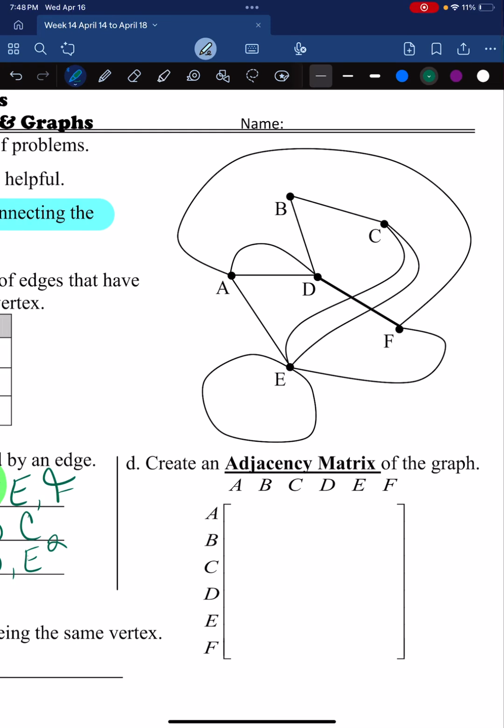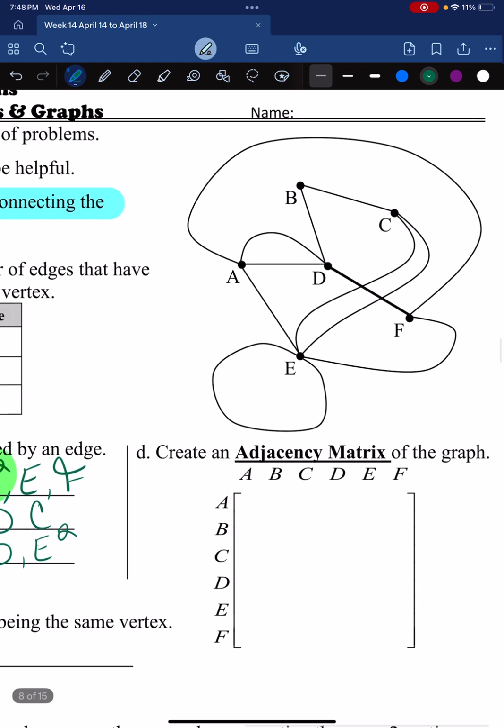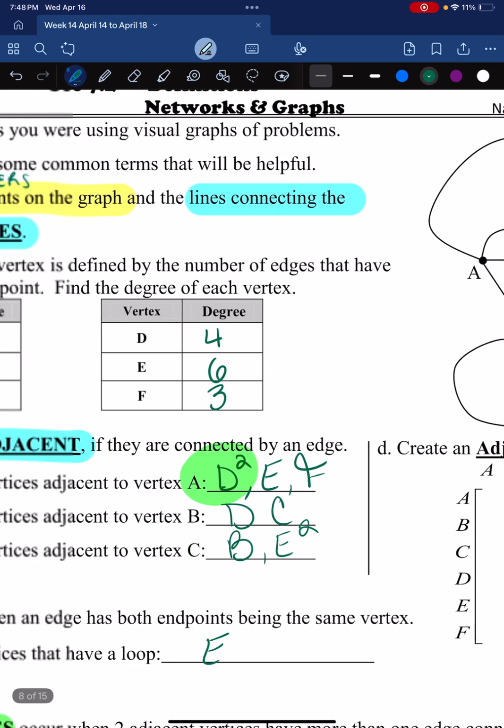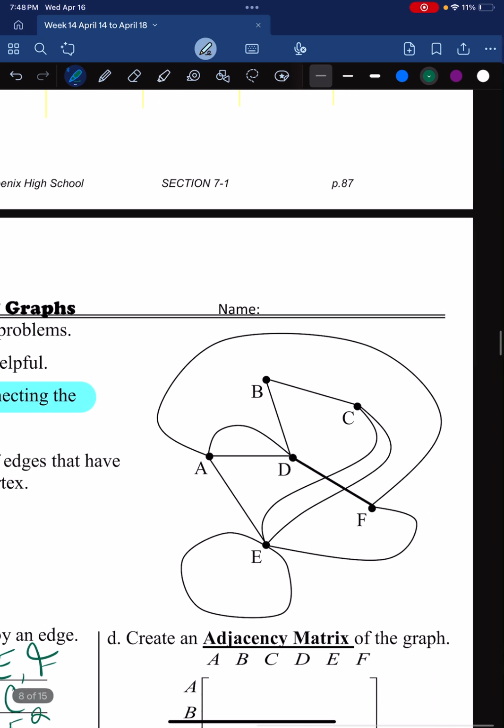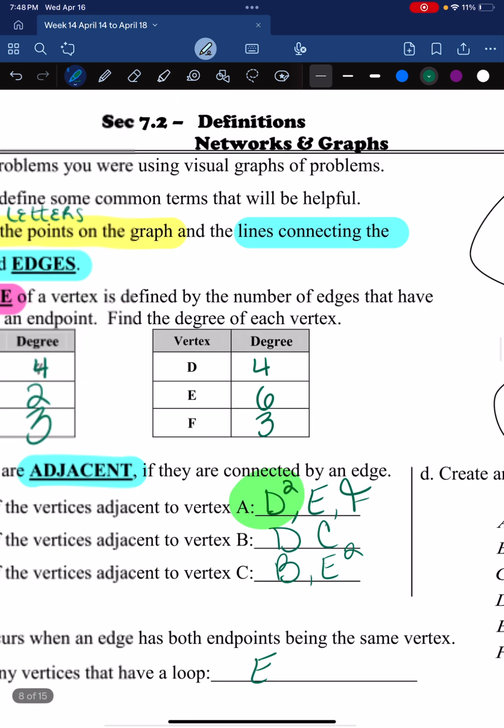Now we're going to focus on the adjacency matrix. This is a flashback to the matrix unit that we did previously. So the keyword is adjacency. We just figured out in the vocabulary unit that adjacent means that the vertices are connected by an edge.